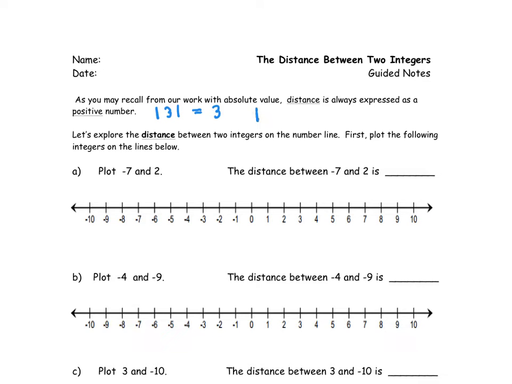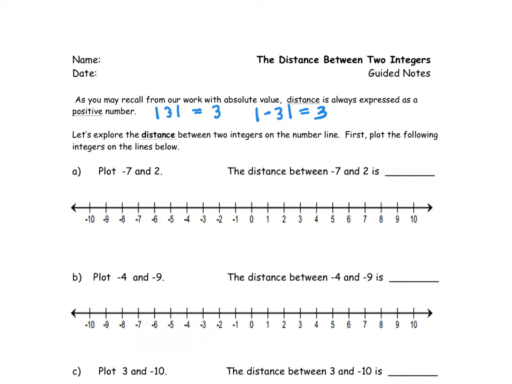If we put those same bars but put negative 3, we'd read it as the absolute value of negative 3. But negative 3 is also just 3 units away from 0. So we don't care what direction it goes in. Let's explore the distance between two integers on the number line. First, plot the following integers on the lines below.